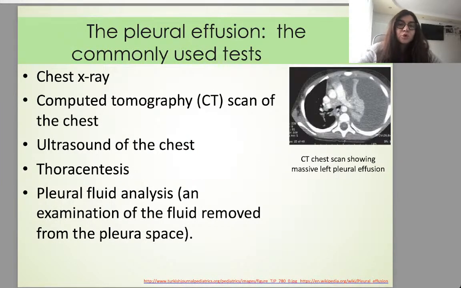The most commonly used additional tests: I told you that the most specific and informative here is chest X-ray. Additionally, when chest X-ray is not enough, a computed tomography scan of the chest can be used. It can be ultrasound of the chest. It can be thoracentesis, pleural fluid analysis. It is an examination of the fluid removed from the pleural space.